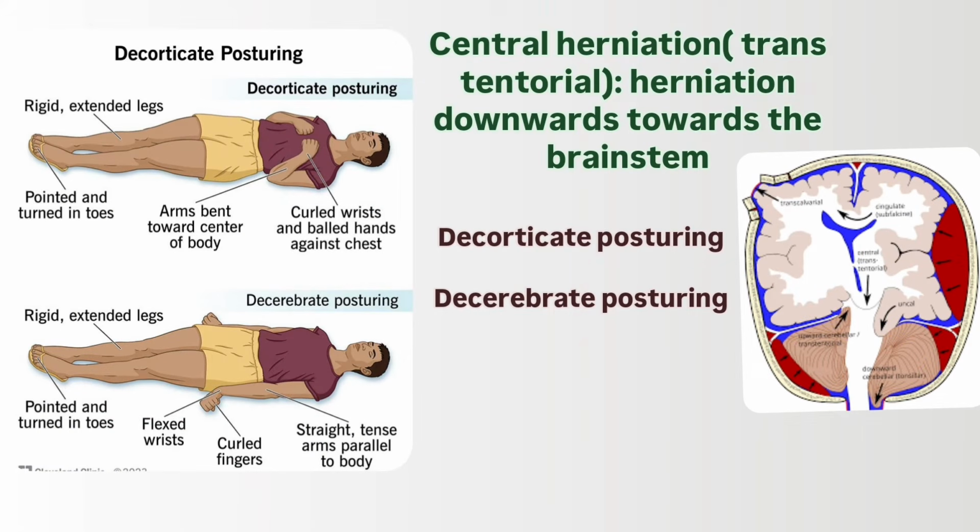Then central or transtentorial herniation, which is the herniation downwards towards the brainstem. It can lead to decorticate posturing and decerebrate posturing. In decorticate posturing, the arms are bent towards the center of the body, and in decerebrate posturing, the arms are straight and tense and held parallel to the body, while the wrists are flexed.